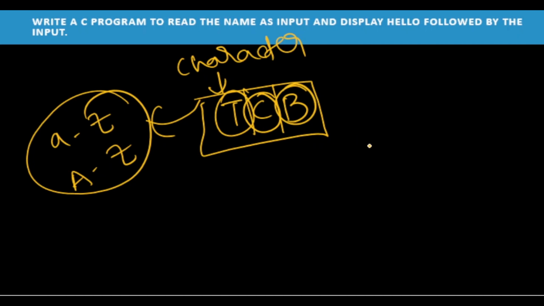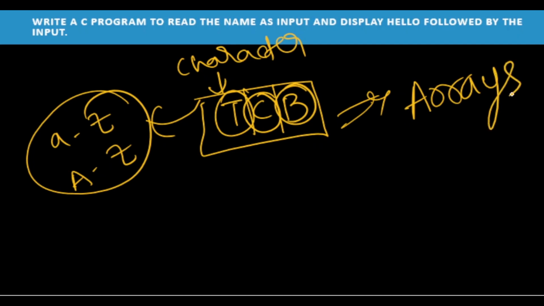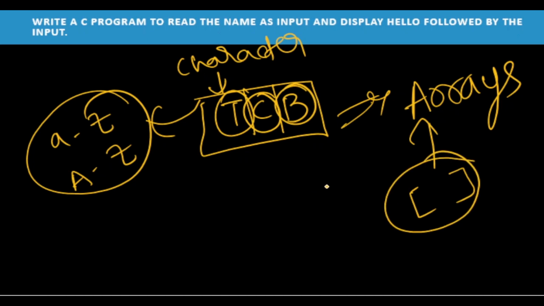How to declare a group in an array? Group means a sequence, right? For a sequence, what do we need to use? Arrays. It is a very interesting concept in C. I will not discuss this concept, I will discuss the program only. Now we need to store the name in an array. How do we declare an array? Using square brackets, right? By using an array, we need to store the name and print the name.